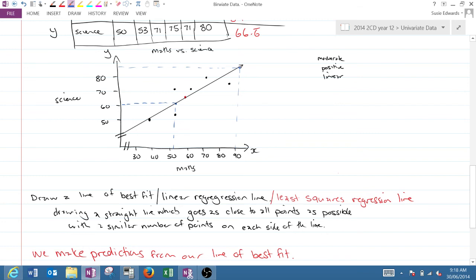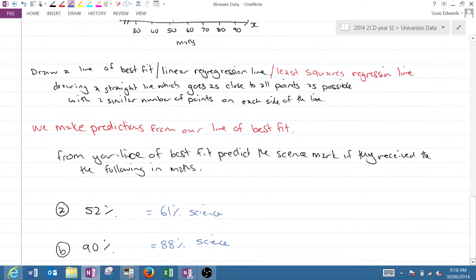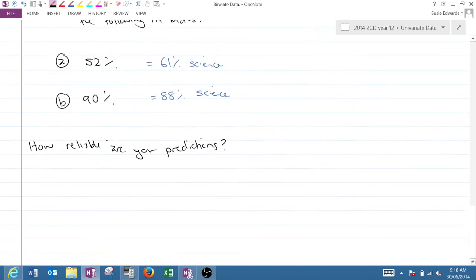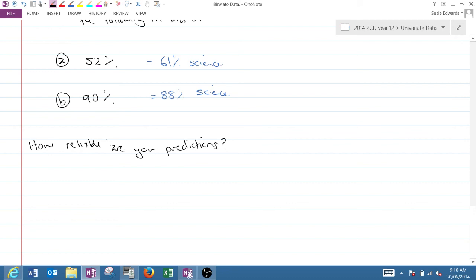So there are 2 words you need to know about. The question you'd get asked is, how reliable are your predictions? And you need to use 2 words. Can anyone remember what they are? Interpolation and extrapolation.